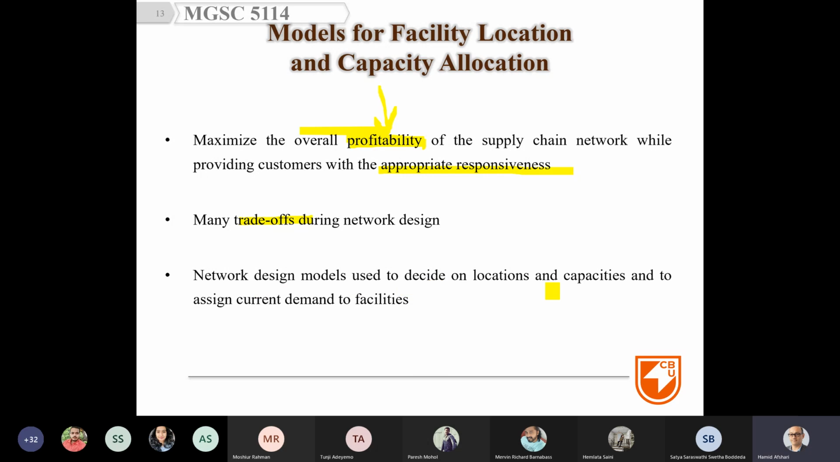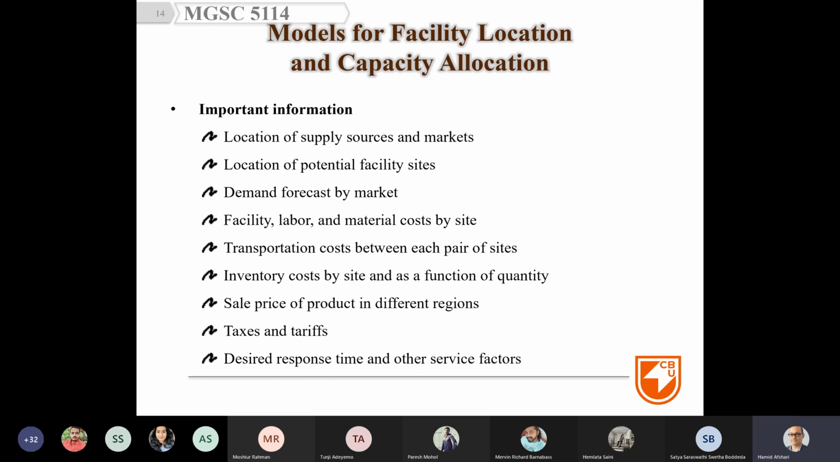Network design models are used to decide location and capacity and assign current demand to the facilities. There are some inputs for optimization and selecting the best location. So these are all phase number 4. I am still in phase number 4. I am just trying to open up a little bit about which factors I am considering. As you can see, I'm using some mathematical models in order to decide where we should establish, where I should locate my facility. So I need some inputs for that decision.